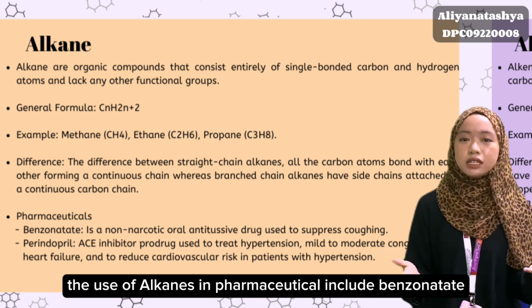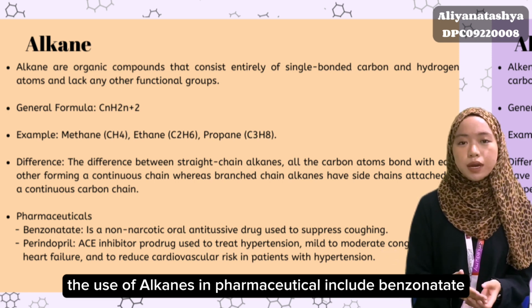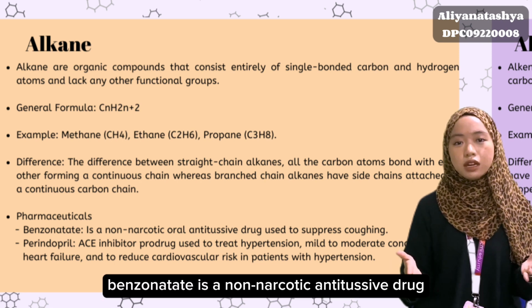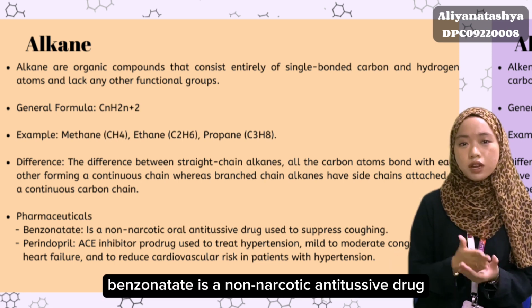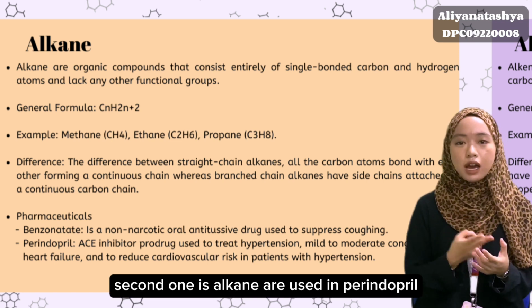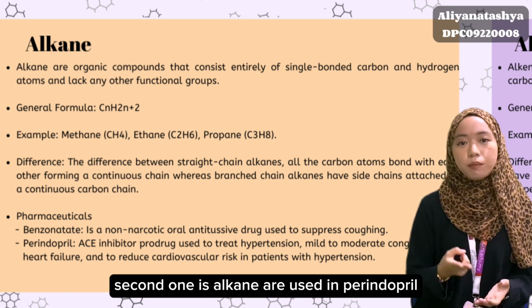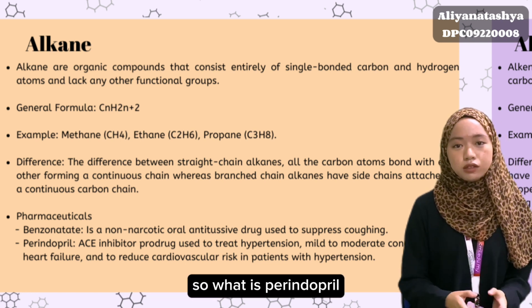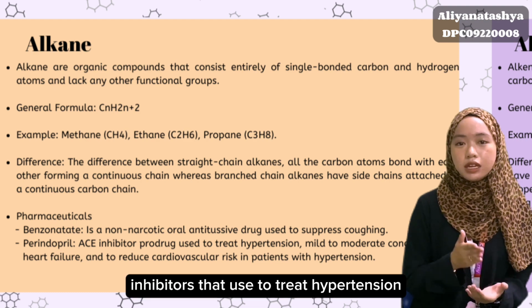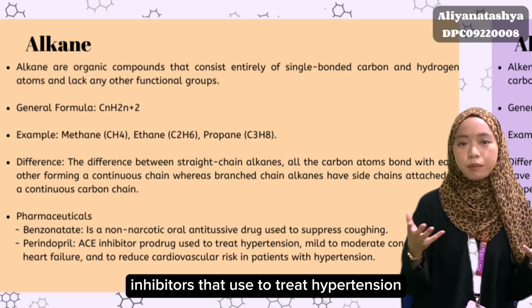The use of alkanes in pharmaceuticals include benzonatate. What is benzonatate? Benzonatate is a non-narcotic antitussive drug that is used to suppress coughing. Second one, alkanes are used in perindopril. So what is perindopril? Perindopril is an ACE inhibitor that is used to treat hypertension.